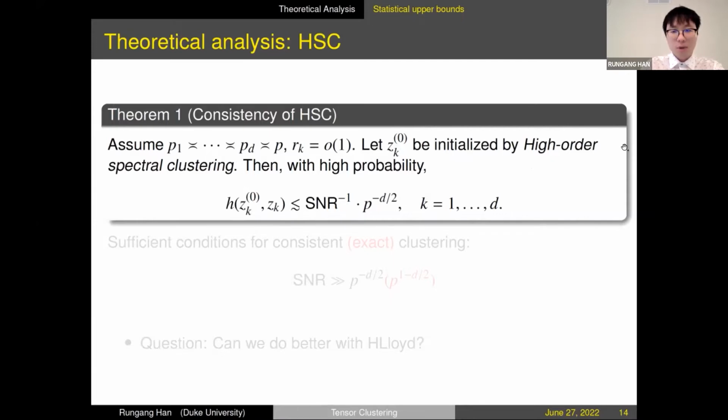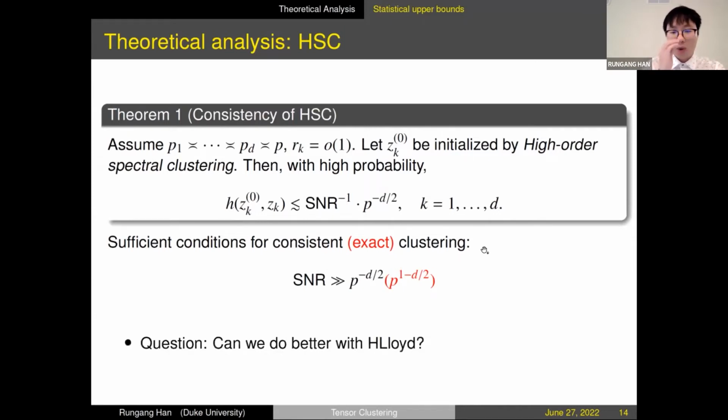And a quick conclusion is that we can find the sufficient conditions for either consistent or exact clustering. Remember, for consistent clustering, we just need this upper bound to converge to 0. So we just need the SNR to be much larger than p to the power of negative half of d. And if we want it to be exact, we need to add an additional power of 1.